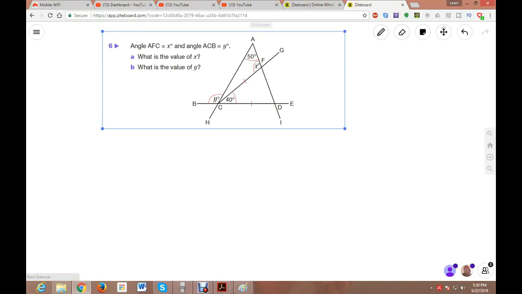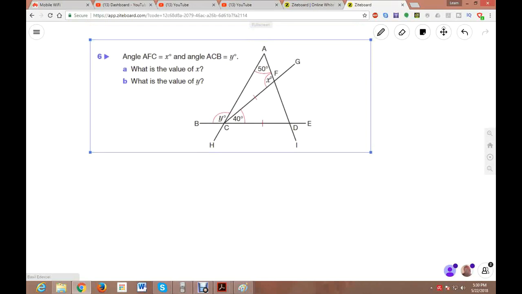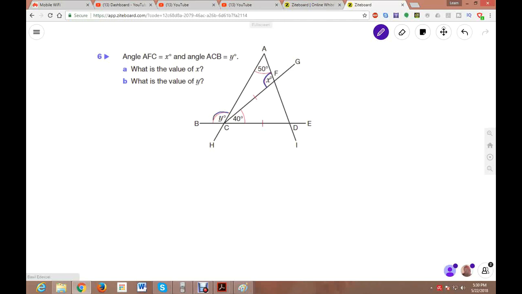Here you go, the next question. Angle AFC is x degrees. This is something that is mentioned here, x degrees. ACB is y degrees. What is the value of your x and y? That's what we have to find out.